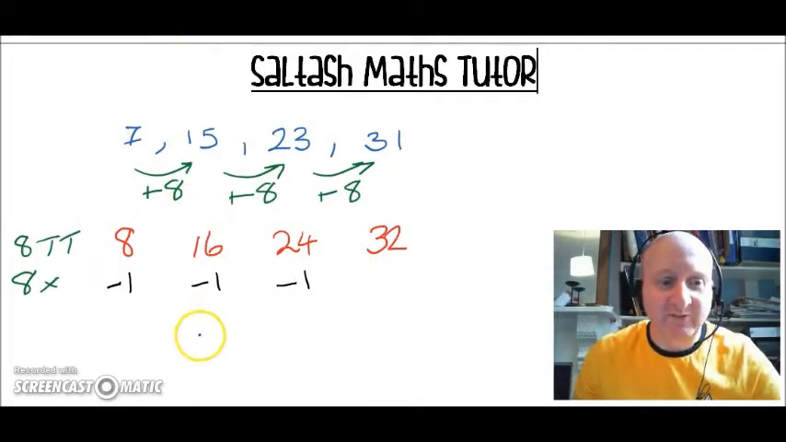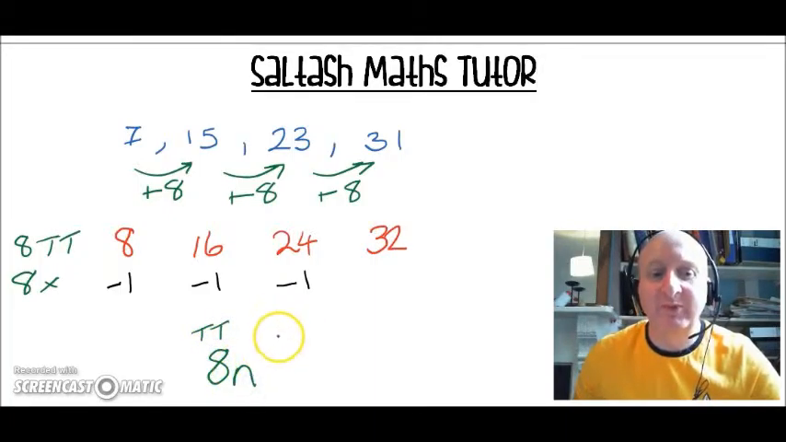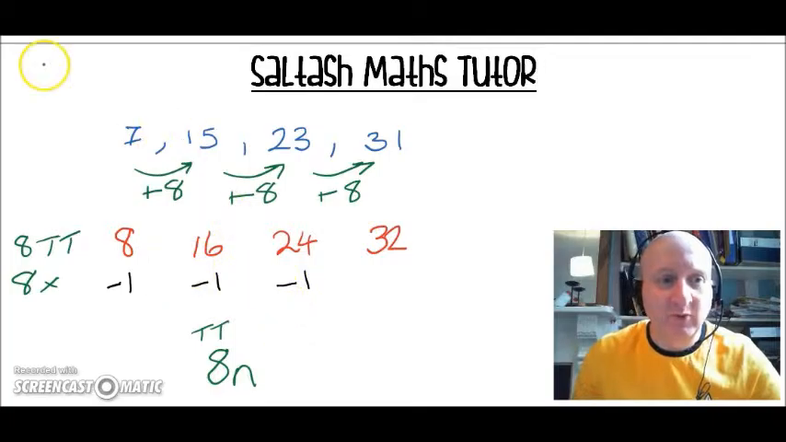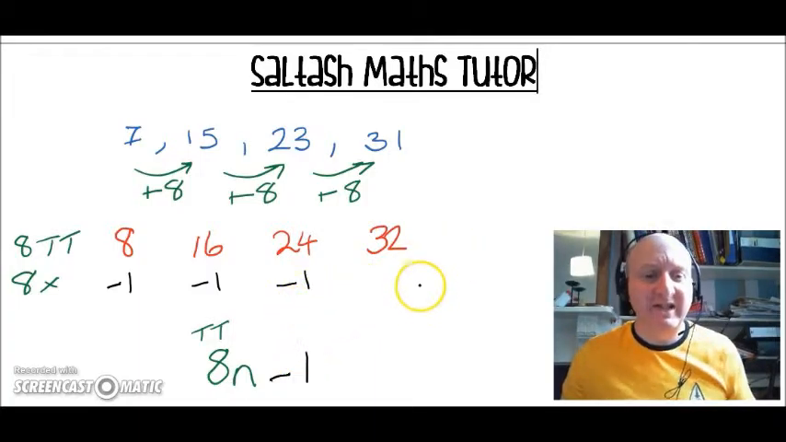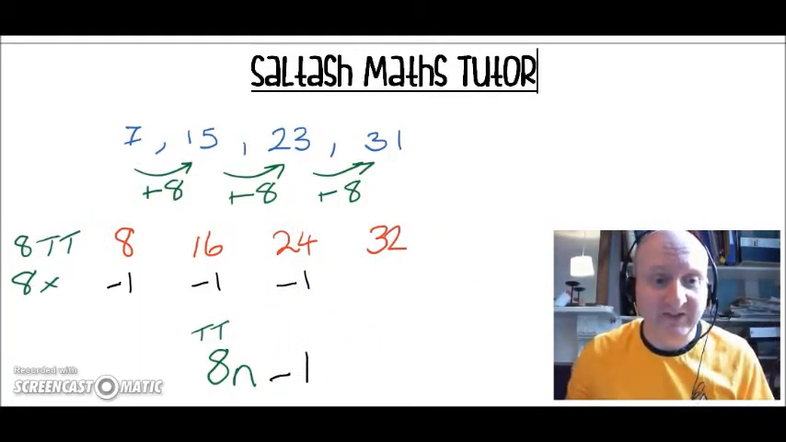So that means I can now write what times table am I using? Well, I'm using the 8 times table. It's an nth term problem, so I bang in an n there. And then what did I have to do to modify that times table? Well, I put in a -1, and there you go. That's the nth term for that particular sequence.